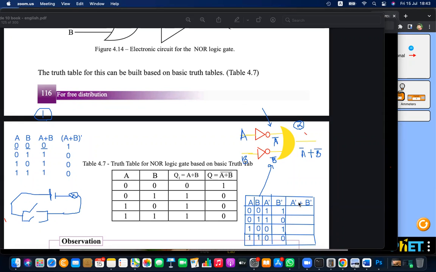That is B not. Then OR. What you need to OR?